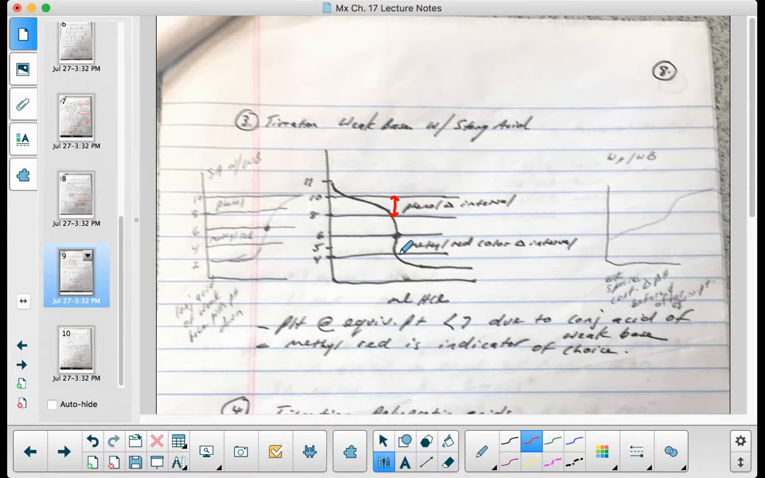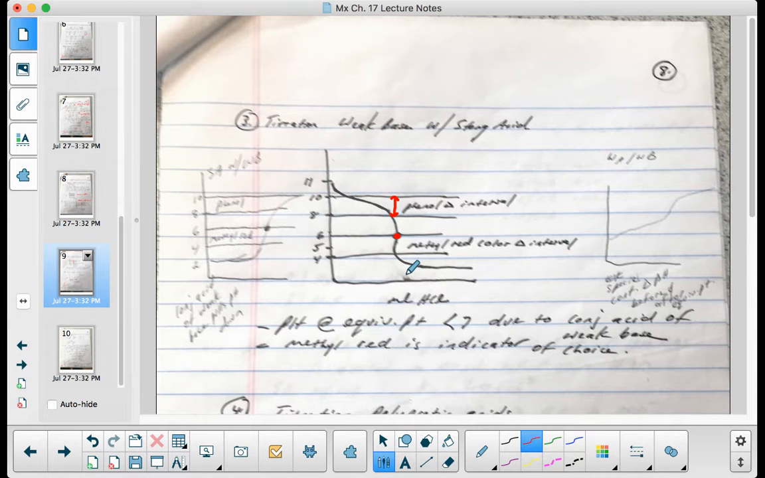I could use methyl red because here's where it is, at 6. The color change interval between 4 and 6 for methyl red falls within my spike. And it so happens that the equivalence point, the midpoint, again is not at 7. This time it's a little below 7, because there's a conjugate acid present with the weak base.